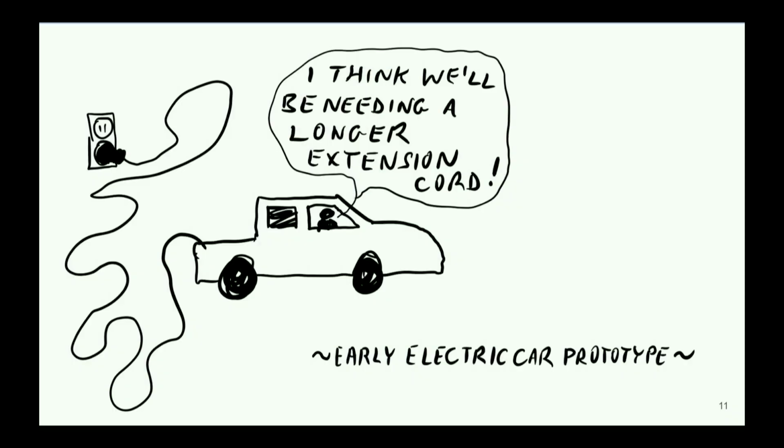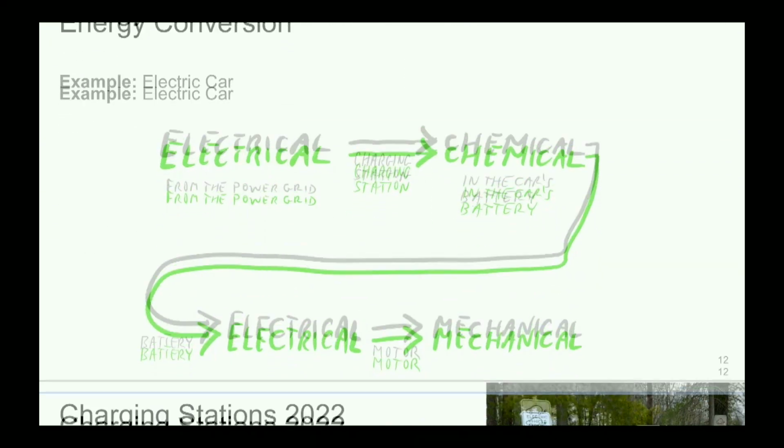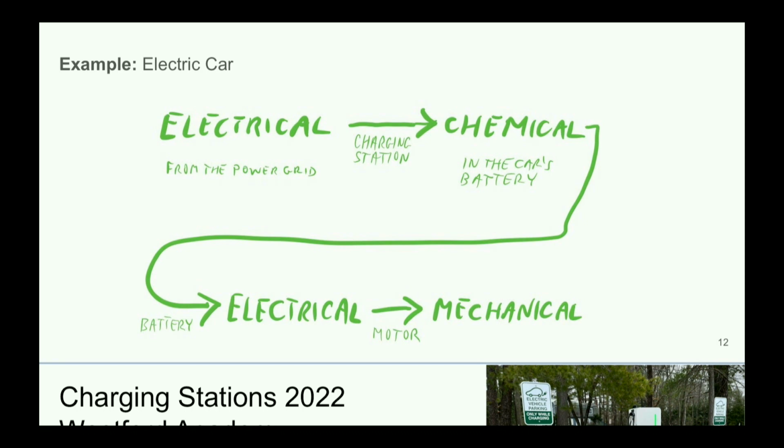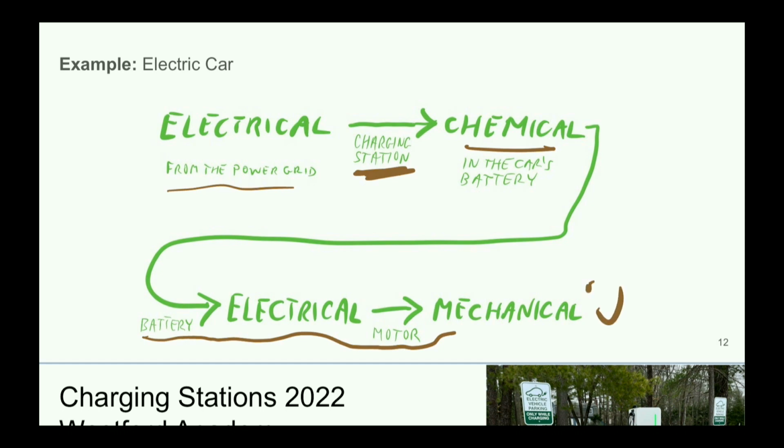So you need a source of energy, right? Plug it into the wall maybe, or plug it into a charging station, right? Because you can take electrical energy from the power grid and at the charging station turn it into chemical energy in the car's battery, and then finally the battery can supply electrical energy to the motor, and you have the desired mechanical energy at the end that you were looking for, right? So in an electric car, there's a lot of conversions happening, right? And remember that that energy has to come from somewhere, right? Ultimately, at the beginning of that slide, you'll see it comes from the power grid, right?